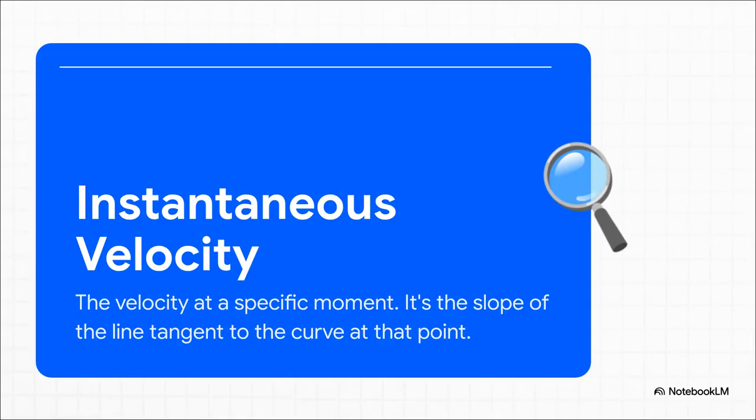So how in the world do we find the velocity at one specific instant on a curve? Easy. We just draw a straight line that barely kisses the curve at that single point. That's called a tangent line. The slope of that line gives us the instantaneous velocity. It's like a snapshot of how fast the car is going at that exact moment in time.